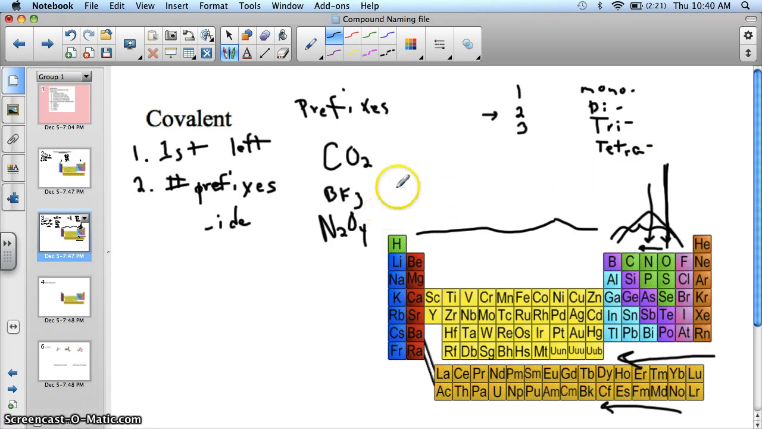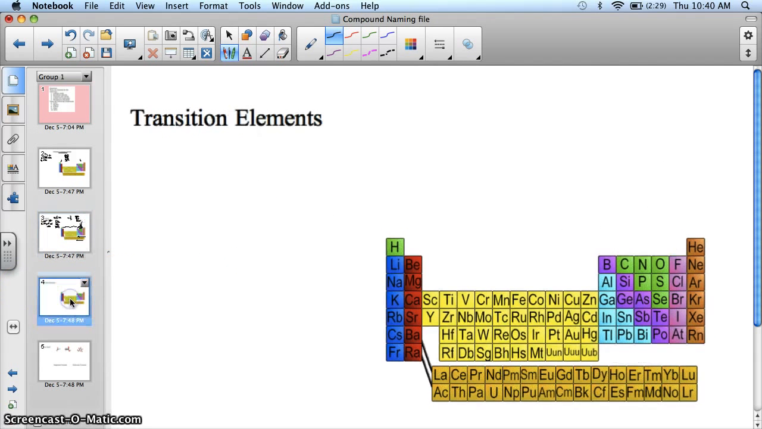So dinitrogen tetraoxide, and you usually shorten that to tetroxide. Dinitrogen tetroxide. Do you see how you do that? The first one is going to be on the left. You use the number prefixes, even if it's on the left or on the right, and it ends in -ide. So you're going to have some examples of that whenever you try to do the questions.